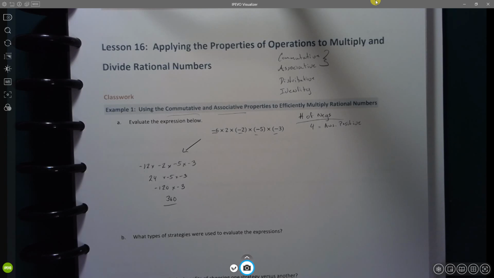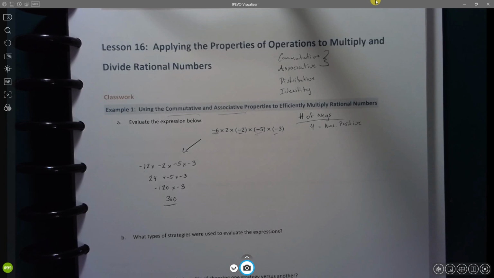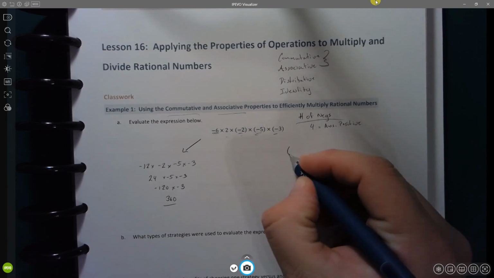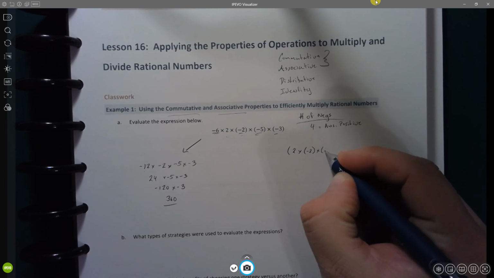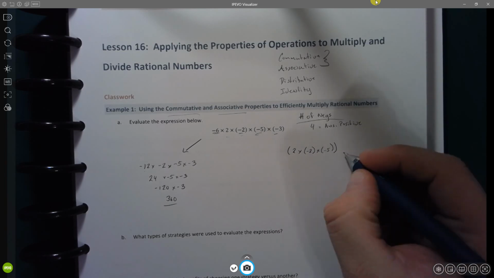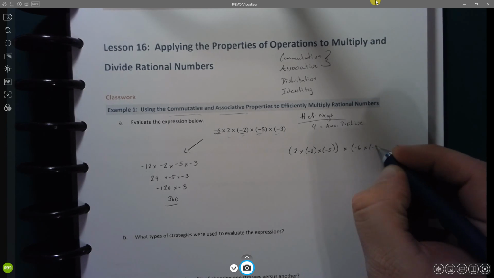The other way is maybe it'd be better if I group certain things together. So, like, I'm sitting here thinking to myself, well, why don't I take the negative 6 and the negative 5 together? Could do that. Or would it be better if I took the 2, the negative 2, and the negative 5 and put them together? So let's do that. We're going to group the 2 times the negative 2 times the negative 5 and bring it together in a group. And then we're going to multiply that by a negative 6 times a negative 3.